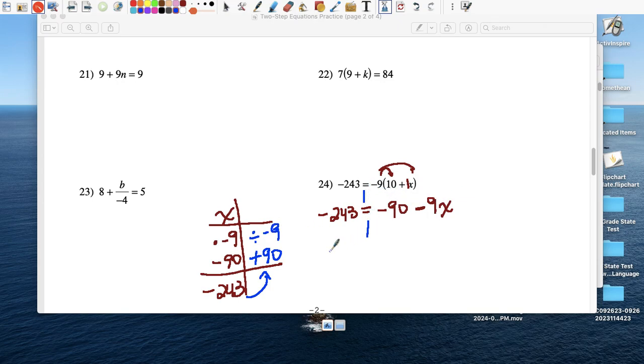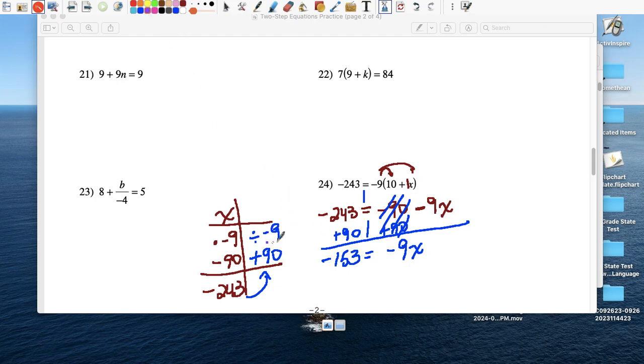Line in the middle. So the first thing we do is add 90. Plus 90, and then let me write plus 90 on this side. So notice that the 90s are going to go away, because they're additive inverse, they equal 0. Negative 90 plus 90 is 0. So the only thing left over is negative 9x. Be very careful with that. And on the other side, negative 243 plus positive 90 is going to be negative 153.